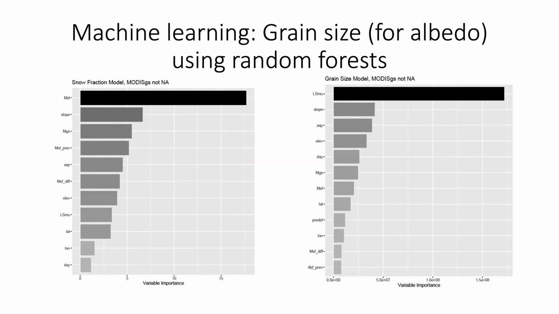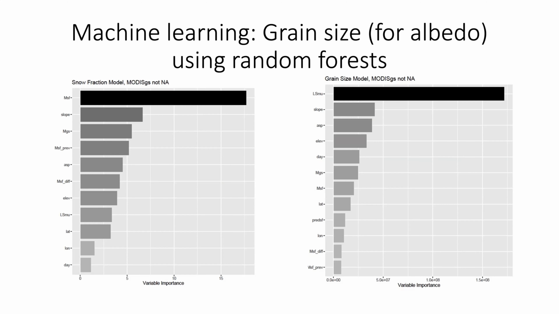We've started work on fusing this data in the Hindu Kush Himalaya. These two graphs show the predictor importance from the training model. On the left side is the predictor importance for snow cover. Similar to the Sierra Nevada in California, the MODIS snow fraction is the most important predictor. On the right side is the predictor importance for grain sizes.